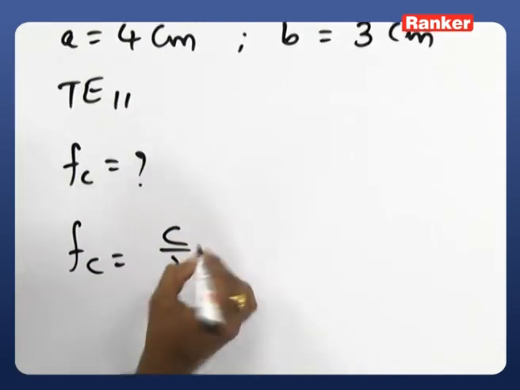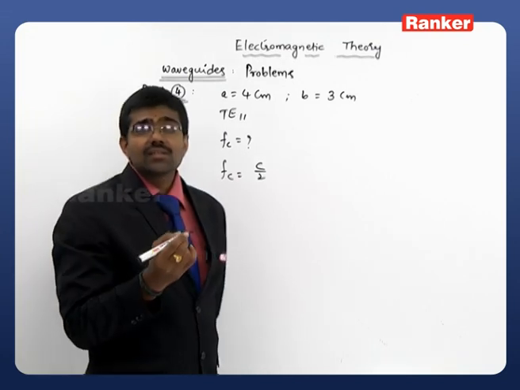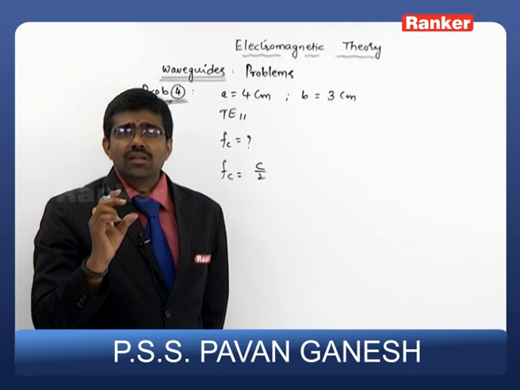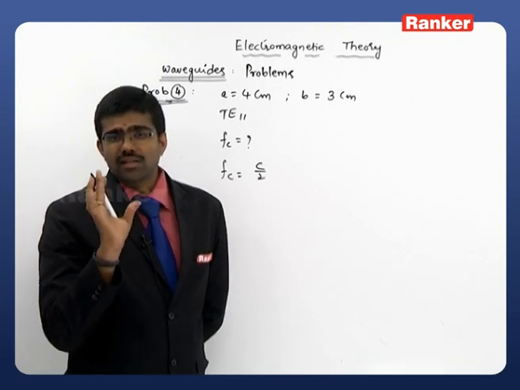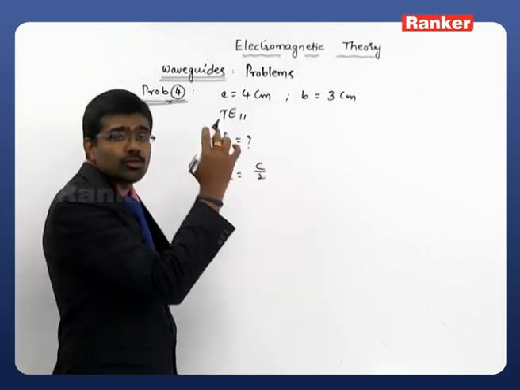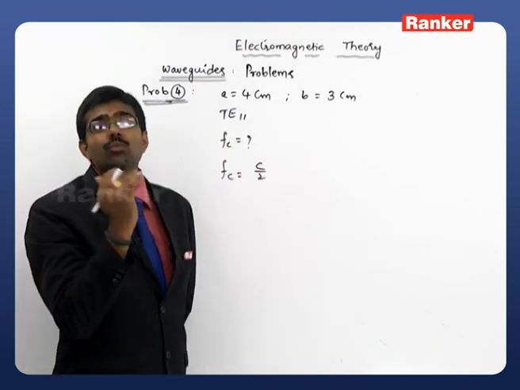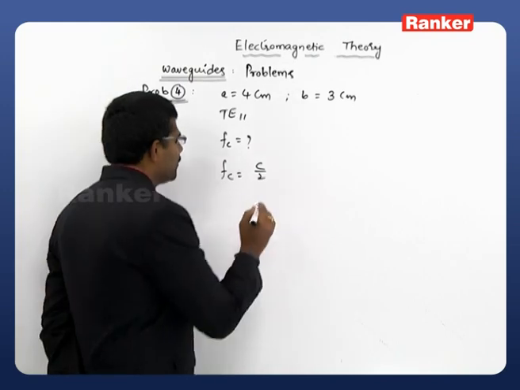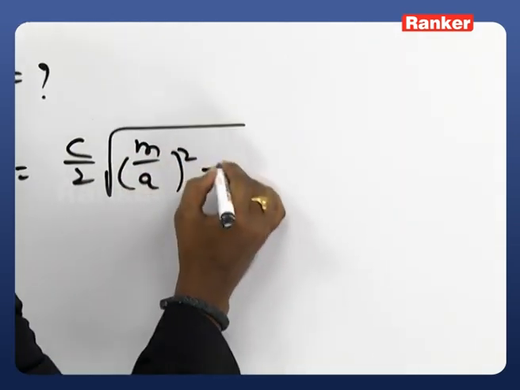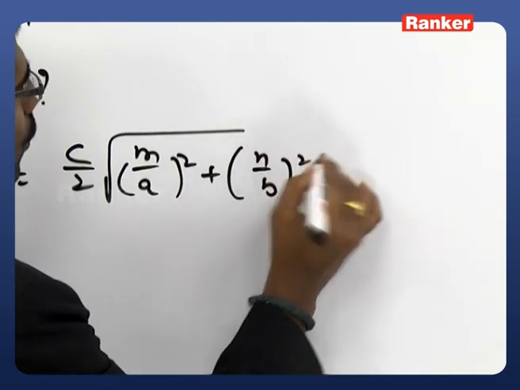Fc is equals to C by 2, and until and unless mentioned, clearly remember that the waveguide is filled with the air. That's why it is an air filled rectangular waveguide. That's what we are assuming. That's why here I am writing C. Otherwise, you are supposed to write 1 by under root mu epsilon. Remember that point. C by 2 square root of m by a whole square plus n by b whole square.